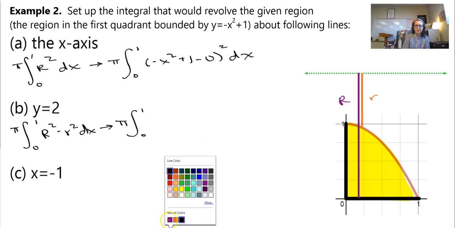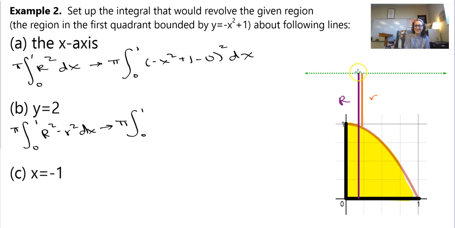All right, capital R, you said top minus bottom. So what is the top? The top is y equals 2, right? What is the bottom? Bottom is y equals 0. So this is going to be 2 minus 0, and then don't forget to square it. Okay, we can just make that a 4.